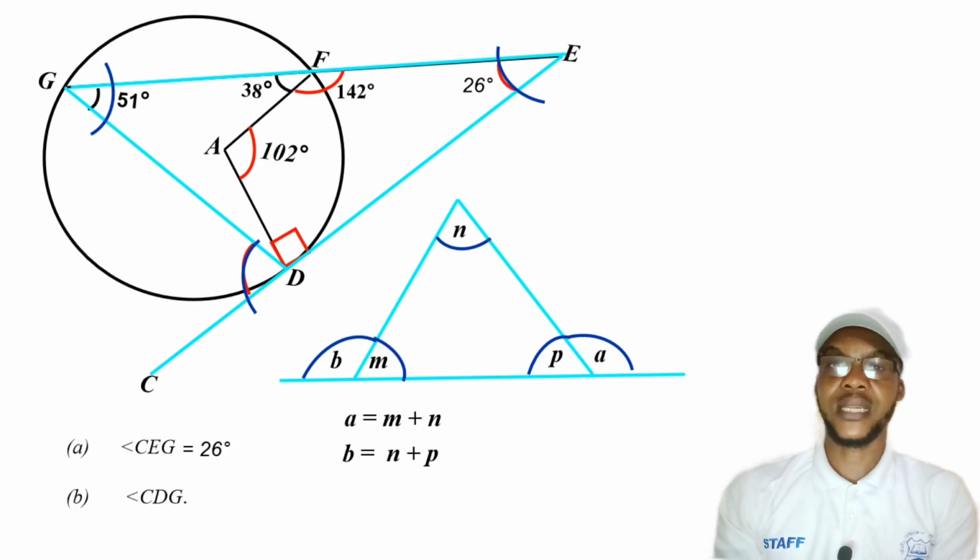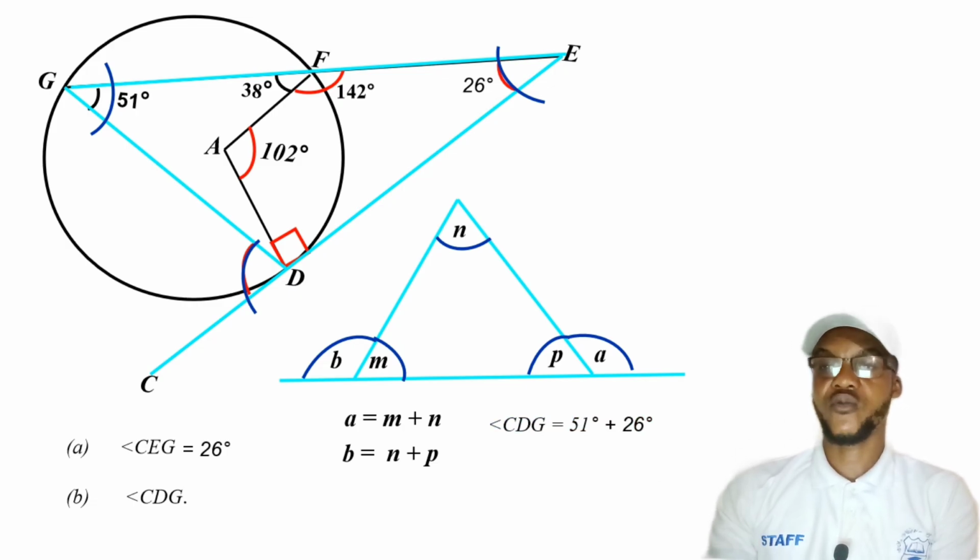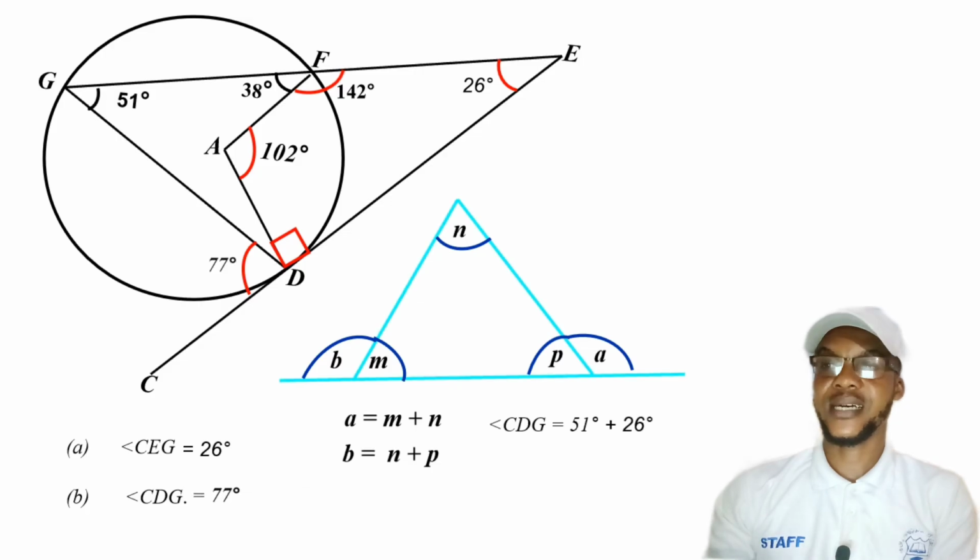So let's get back to the question. Since we have G at 51 and angle at E as 26, we can just add them. 51 plus 26 gives us 77 degrees. So our angle CDG is 77 degrees. Very interesting, right? So that's it, and that answers everything.